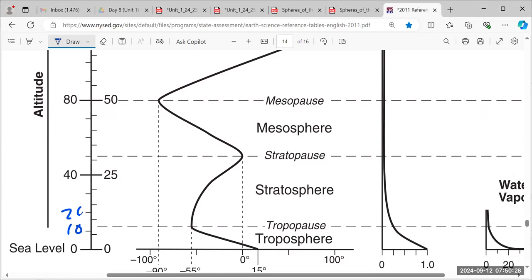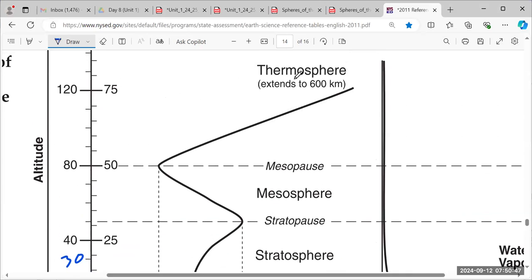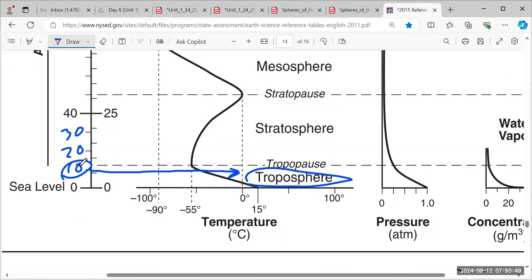10, 20, 30, 40. So therefore, at 10 kilometers, we are still in what layer, everybody? We are still in the troposphere. All right, there are 4 layers of the atmosphere: the troposphere, the stratosphere, the mesosphere, and the thermosphere. At 10 kilometers, we are still in the troposphere.